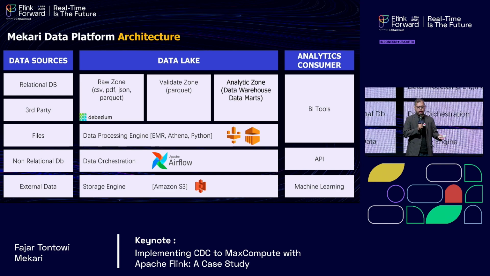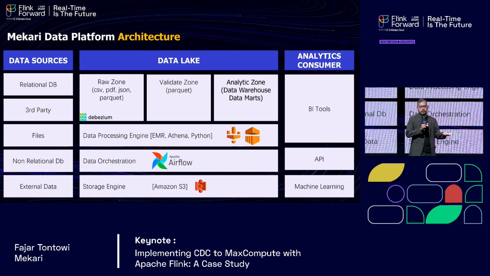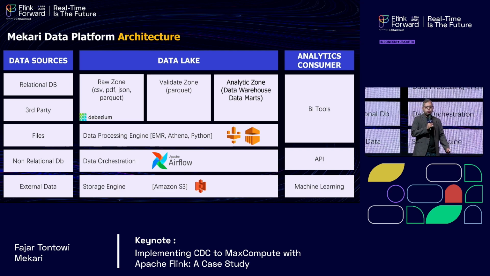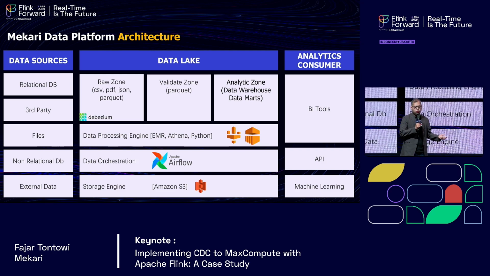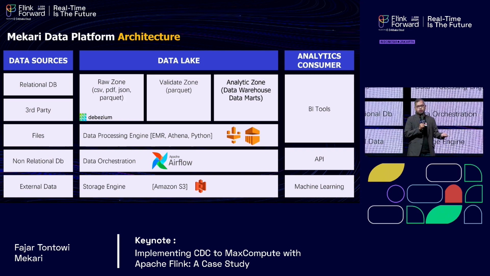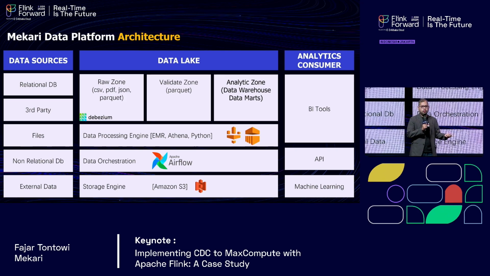Like I mentioned earlier, from the CDC data, we sync the data into our data lake. In our data lake, we separate the zones into 3 zones: a raw zone, a validated zone, and an analytic zone. Raw zone means all the data from the sources will be put into S3 in the format as it is in the sources. So if the source data is CSV, we put it in the raw zone as a CSV file. Also if it is PDF, JSON, and Parquet.